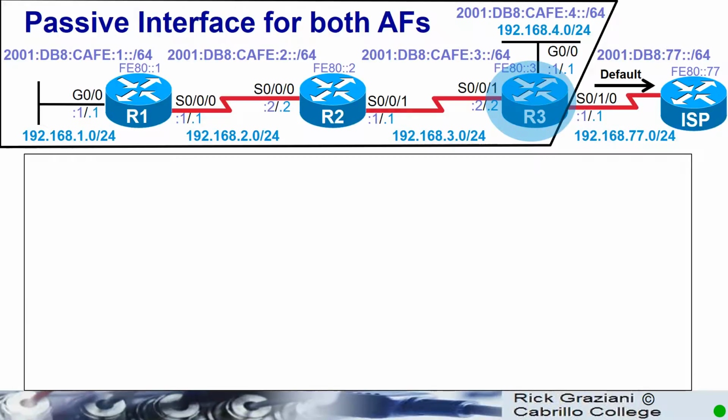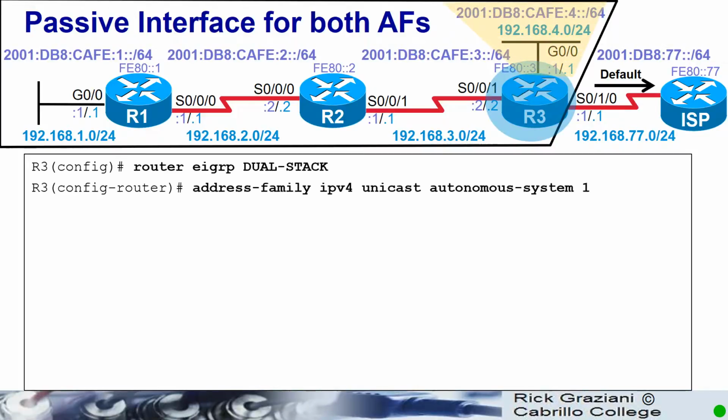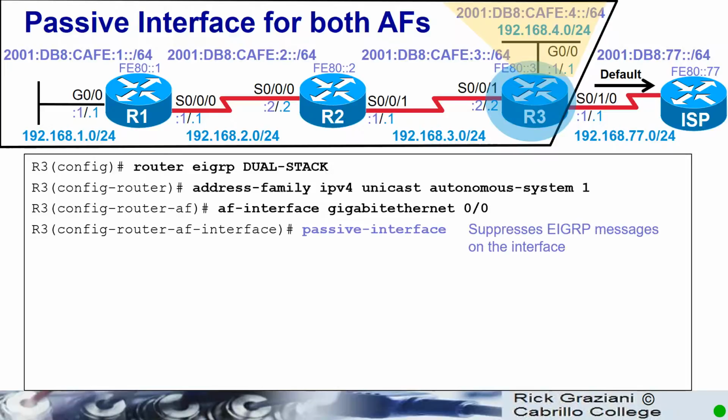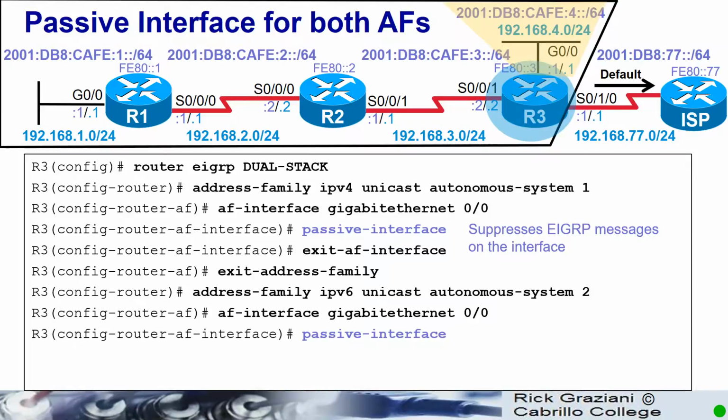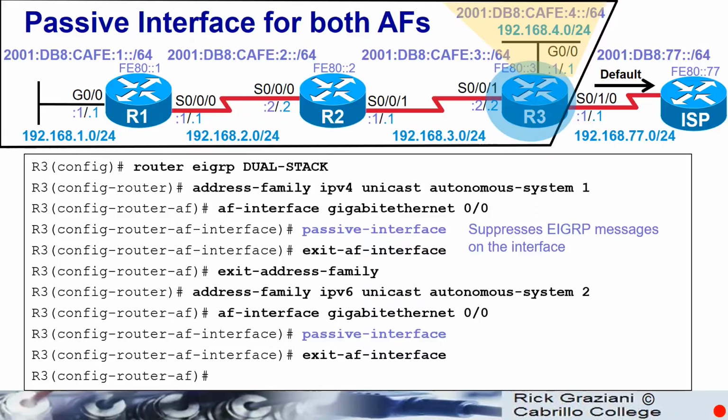So let's look at how we make them passive. Again, we're going to go to our dual stack, go to our address family, go to the appropriate interface, and make them passive. That will suppress EIGRP messages leaving that interface. Again, we'll have to do this inside each of the address families. And that's how you do it. Again, because this is going to be the passive interface for this instance, using that appropriate AS number.